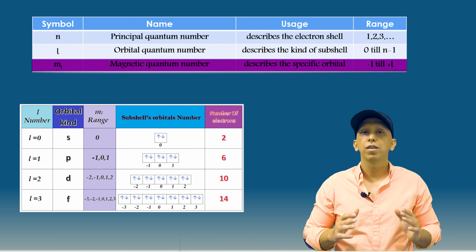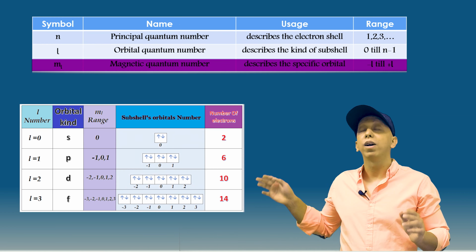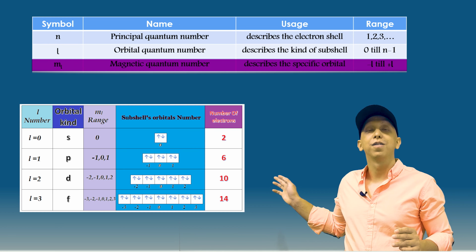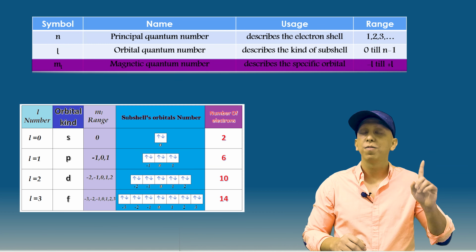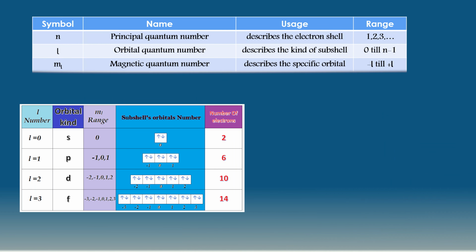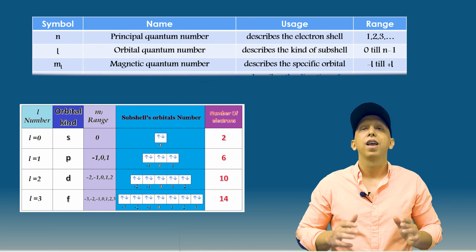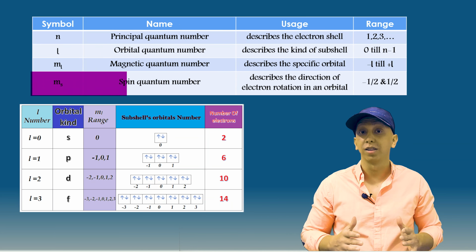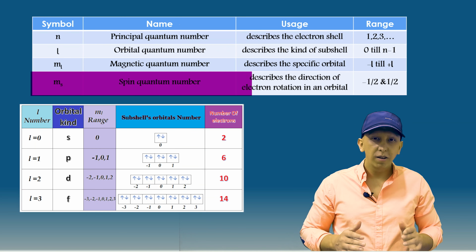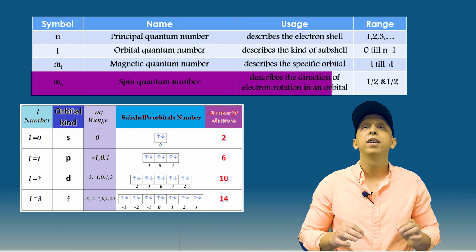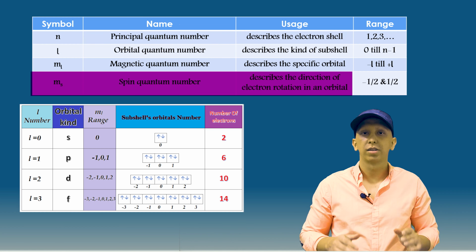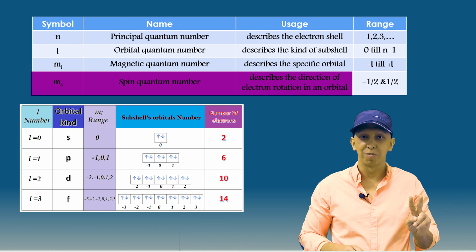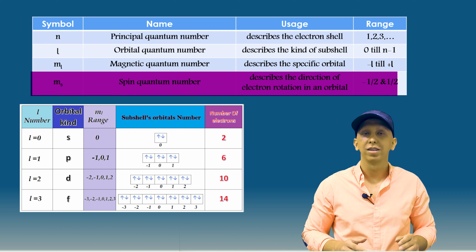We see all of these m sub L numbers correspond to the orbitals of the subshells. So each number in m sub L describes one of the orbitals in a subshell. The last quantum number is shown with m sub s. It is the spin quantum number. It describes the angular momentum of an electron in an orbital. As an orbital holds a maximum of just 2 electrons, m sub s can have only 2 values, -1/2 and +1/2.